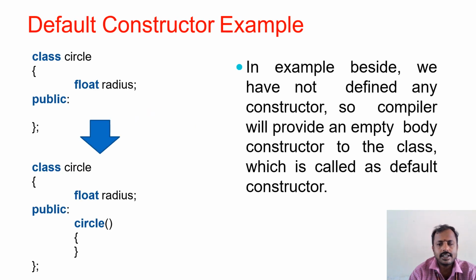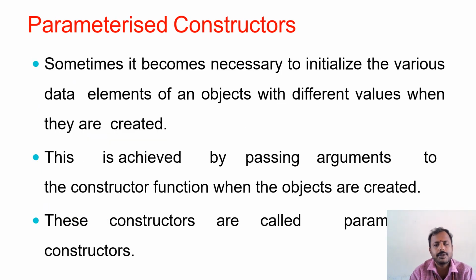Let us discuss another example of how the default constructor is added by the compiler. I have a program with a class circle which has a data member radius, and I do not have any constructor. While compiling this program, the compiler will automatically add a constructor which has an empty body. The second type of constructor is the parameterized constructor.